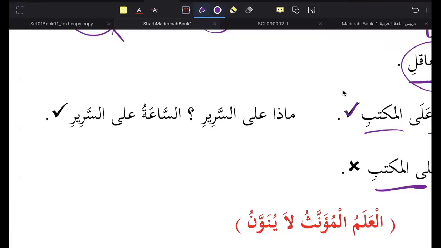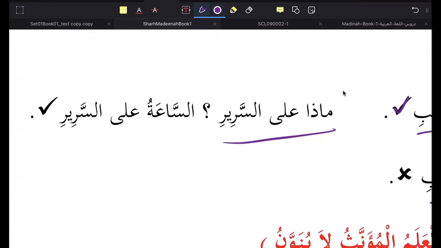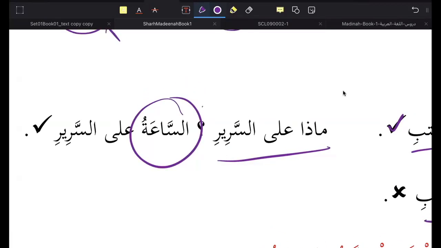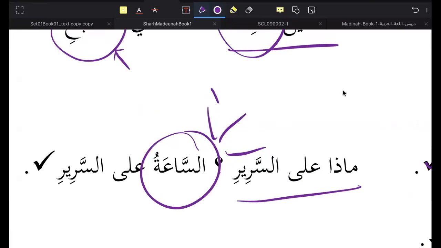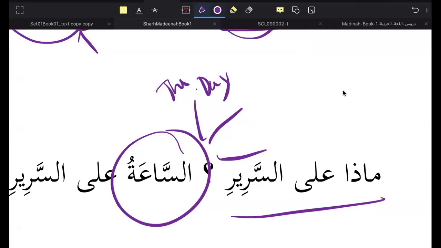Mada ala sarir. What is on the bed? As-sa'atu ala sarir. What is as-sa'a? Here's another word with tons of meaning. Okay? Everything is based on context. If you read Quran, as-sa'a means the day of judgment. And when you're giving a time, it could mean o'clock also. We'll learn them later.